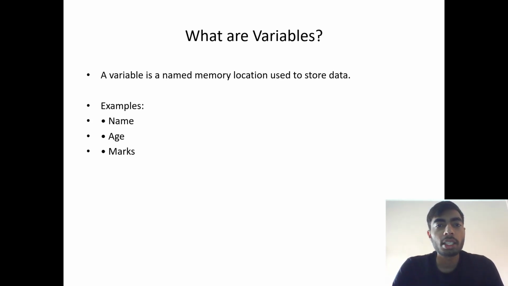For example, if you want to store a student's name, we can create a variable called name. If we want to store a student's age, we can create another variable called age. Instead of remembering the actual value, we only need to remember the variable name. This makes programming much easier and more organized.